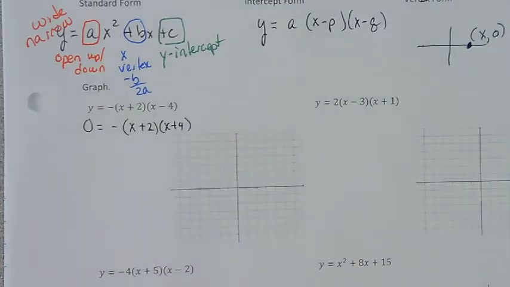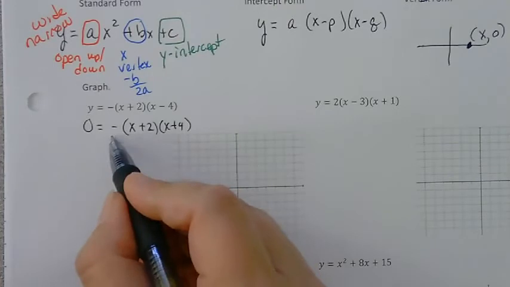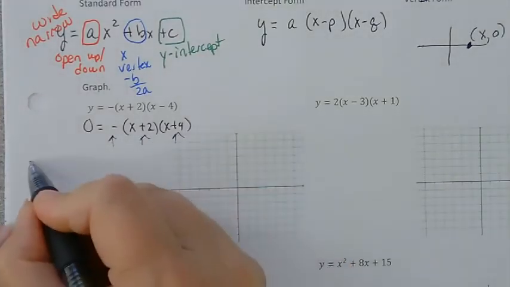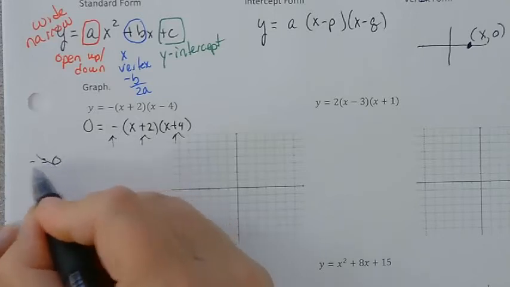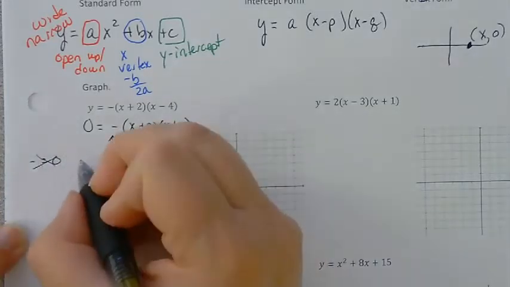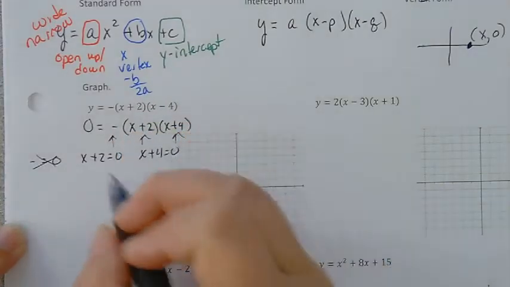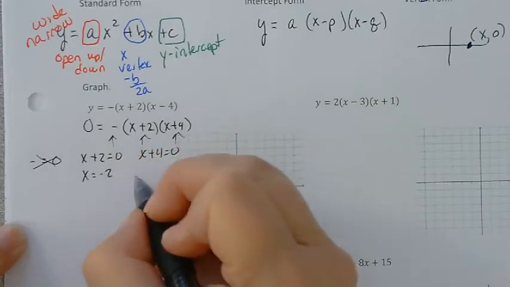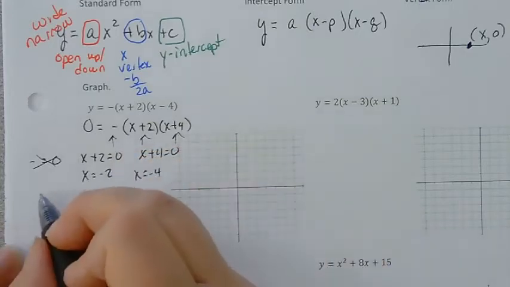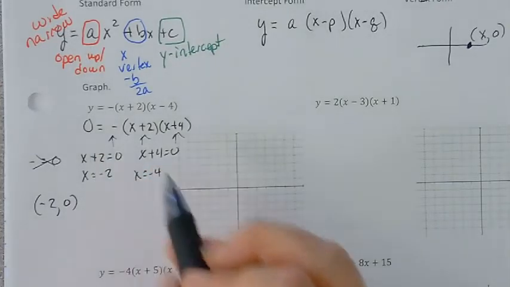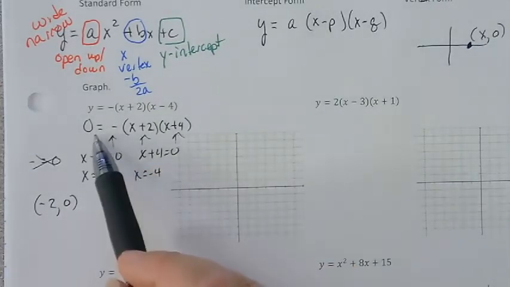Now I have a problem like the ones we just solved. I have a factored equation set equal to 0. So if that's the truth, I know that one of these three things has to be 0. Either a negative sign equals 0, which that's not true, or x plus 2 equals 0, or x plus 4 equals 0. So x could be negative 2, or x could be negative 4. So what that tells me is I have a point at negative 2 for x, 0 for y, and a point negative 4 for x, 0 for y.